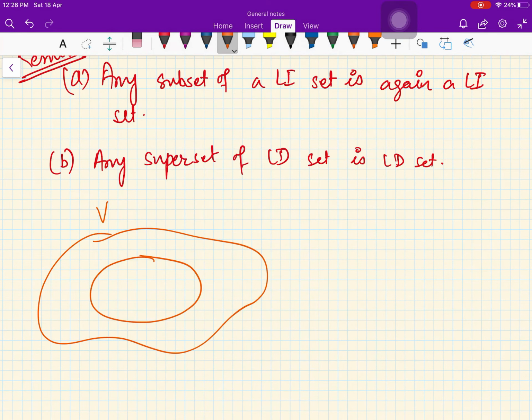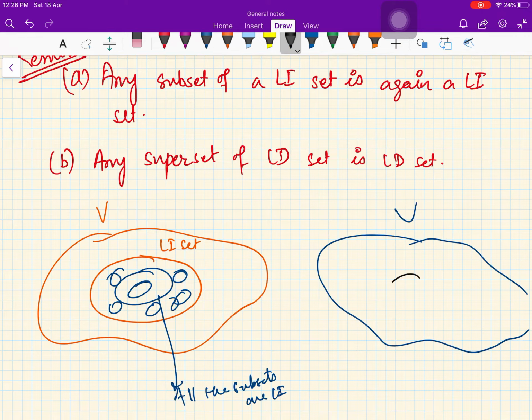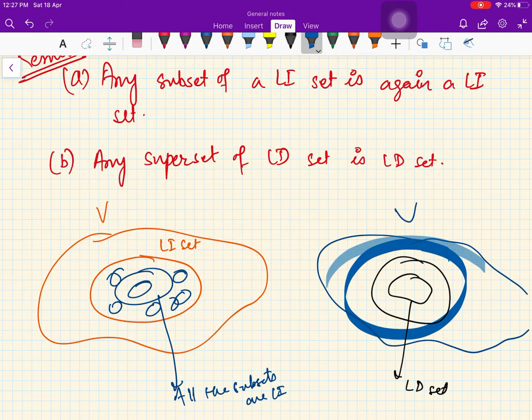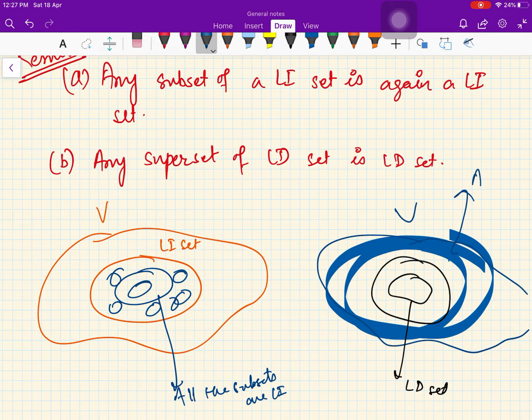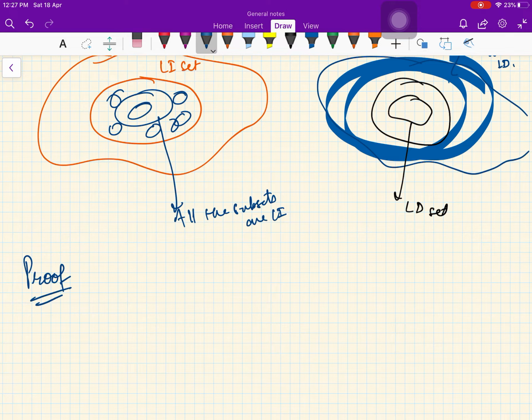So it means that you have this situation. This is your vector space V and this is your linearly independent set, right? If you go inside, all the subsets of this linearly independent set are linearly independent. On the other hand, if you have a vector space V and a linearly dependent set, then if you go outward like this, all the supersets are linearly dependent, right? Okay, so let us prove it.